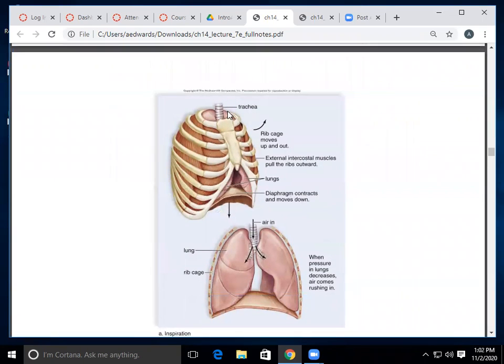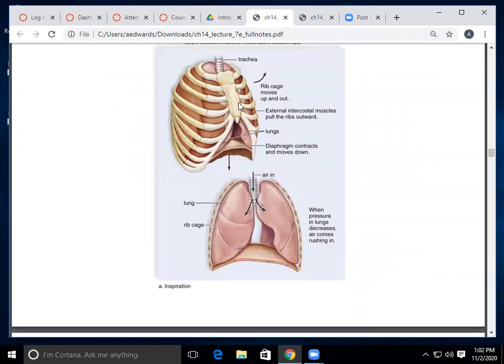So this shows what happens during inspiration. The rib cage is going to move up and out. Your external intercostal muscles are pulling those ribs outward. The diaphragm contracts and moves down. Pressure in the lungs decreases, and air goes in because the pressure inside is lower than the pressure outside, so that forces air in.